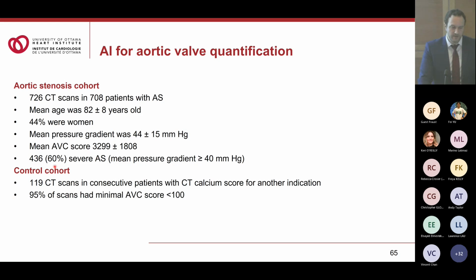In terms of pressure gradient, 60% of those patients met criteria for severe AS. In order to have a group of patients without calcification, we also added a control cohort of 119 CT scans, essentially patients who had consecutive calcium scoring for another indication. And we found that in those patients, the AVC score was less than 1 in 95% of cases. So we use both of these cohorts to train the algorithm.